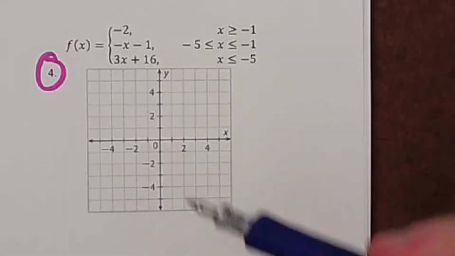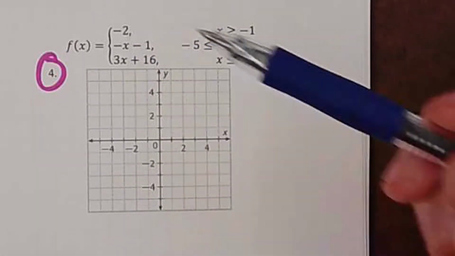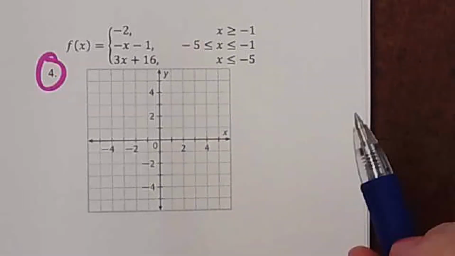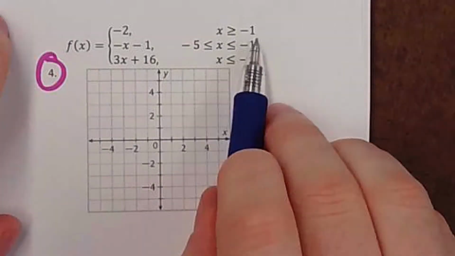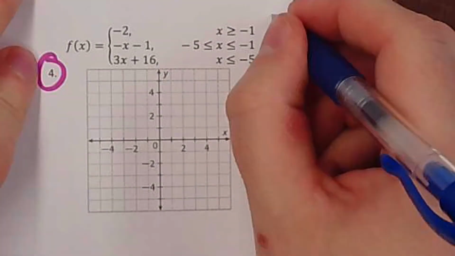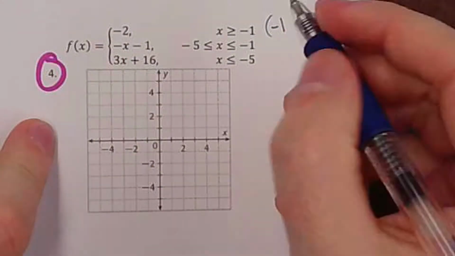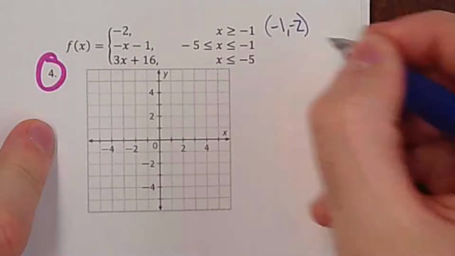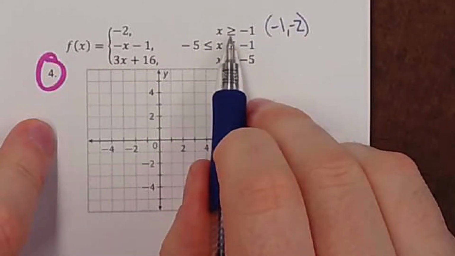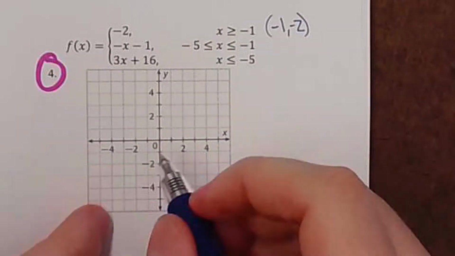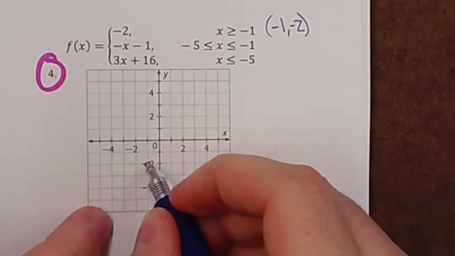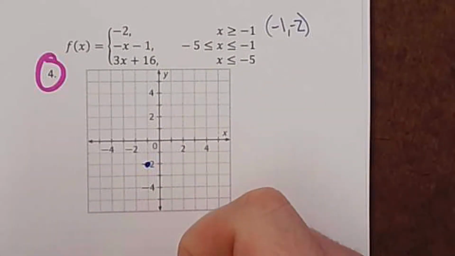So right away, I notice that this is going to be a horizontal line when I graph it. But I've only got one point to plug in. Okay, well, if I plug in -1 over here, since there's no x to plug into, I just get -2. And that's going to be a closed point because there's a line underneath. So I go to -1, -2, and I put that dot and I fill it in.